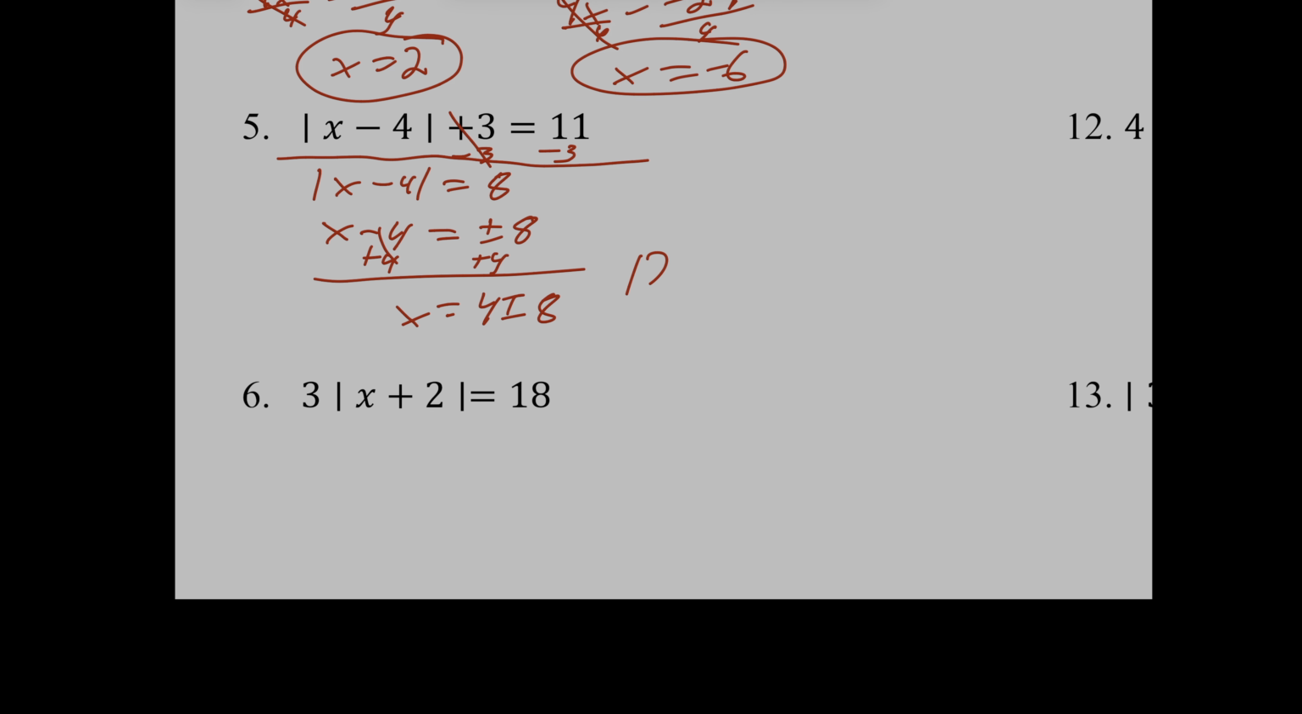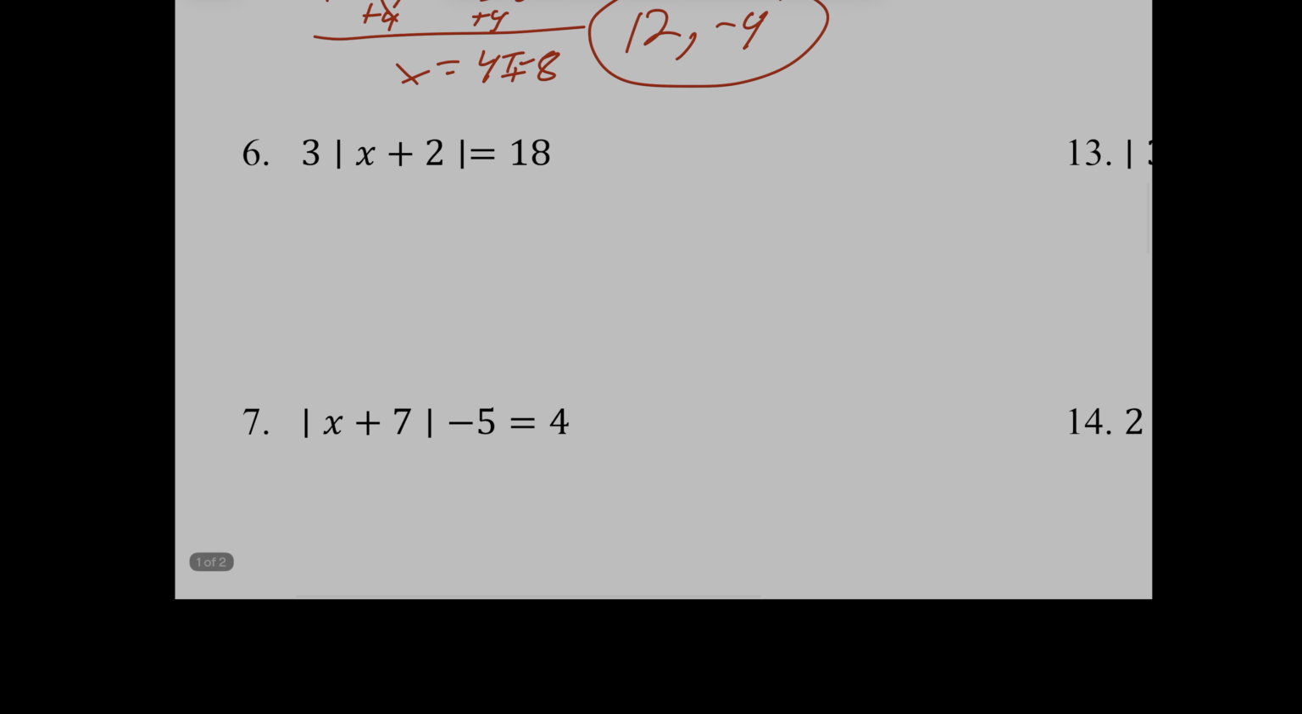What's 4 plus 8? 12. What's 4 minus 8? Add a line, change the sign. That's going to be a negative 4. Okay, you do the way you like best.